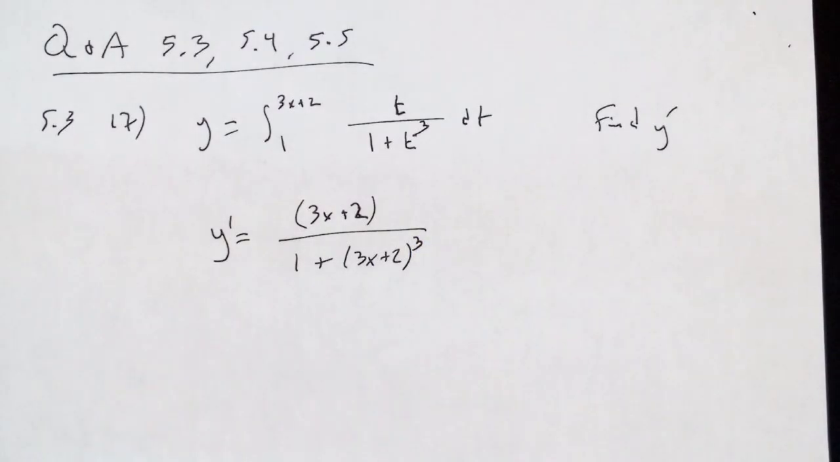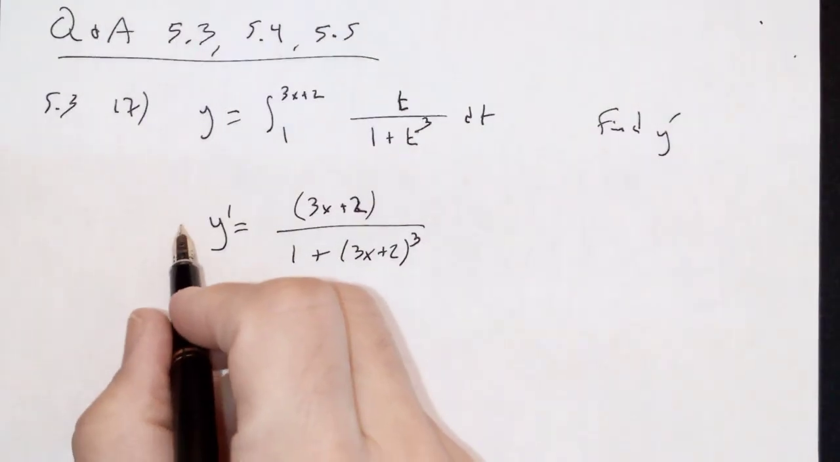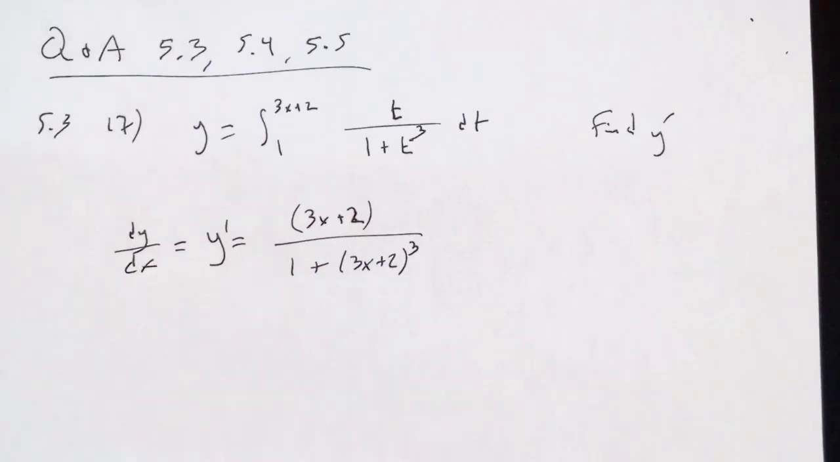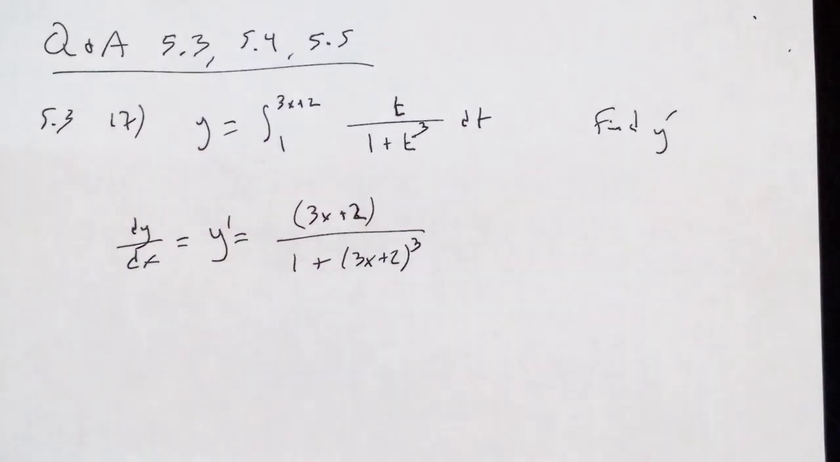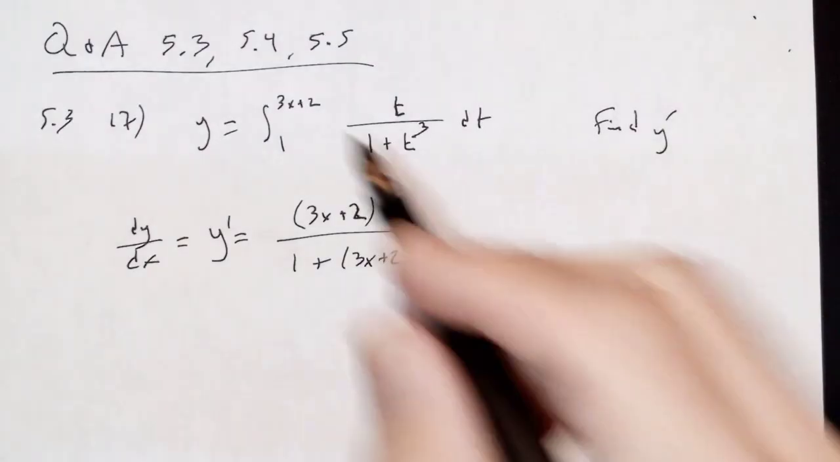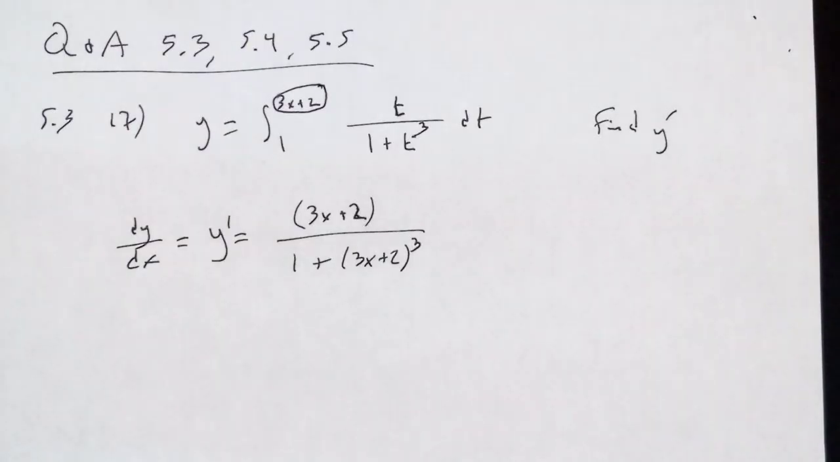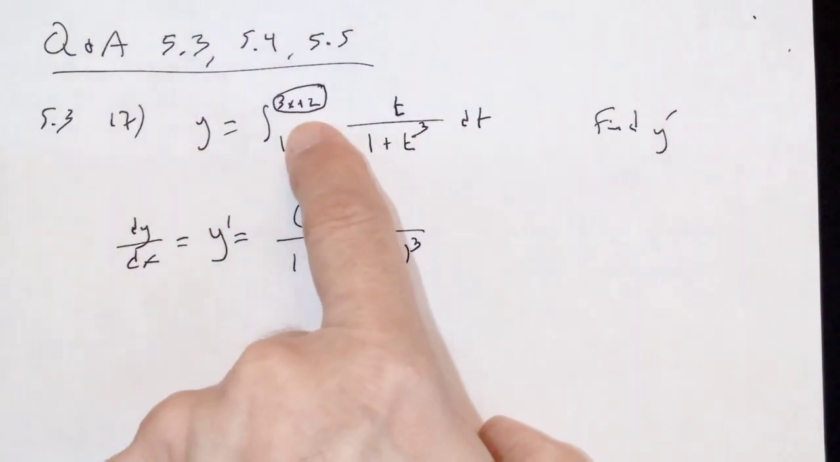If that was the derivative with respect to 3x plus 2, I'd be done. But I'm doing my derivative with respect to x, because that's what this y prime means. It means the derivative in terms of x, which means I'm really doing a chain rule problem. I need to think of this as the inside function, because I'm taking the derivative with respect to x, and that's not just an x.